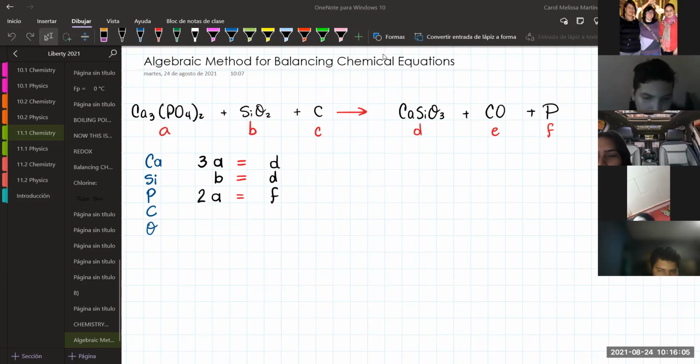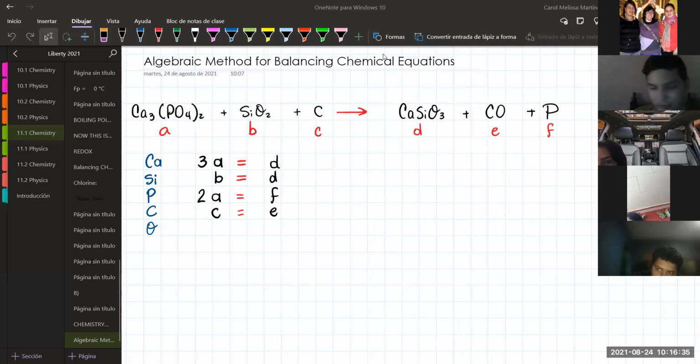Now, carbons. How many carbons do I have in the reactants? One C. In the products, how many do I have? One E. And here again, because 1 is invisible as a coefficient, I can totally ignore it.